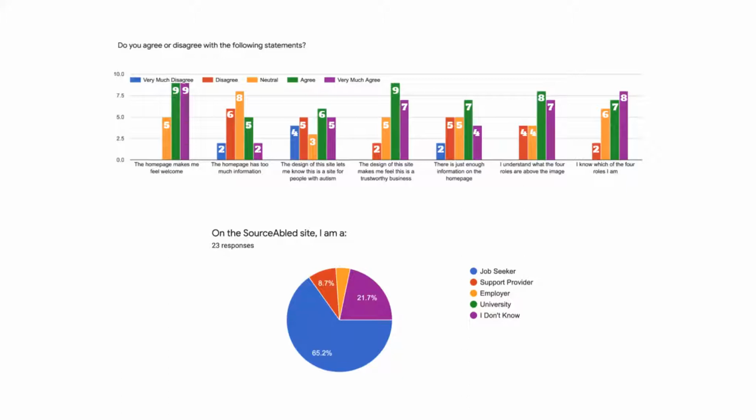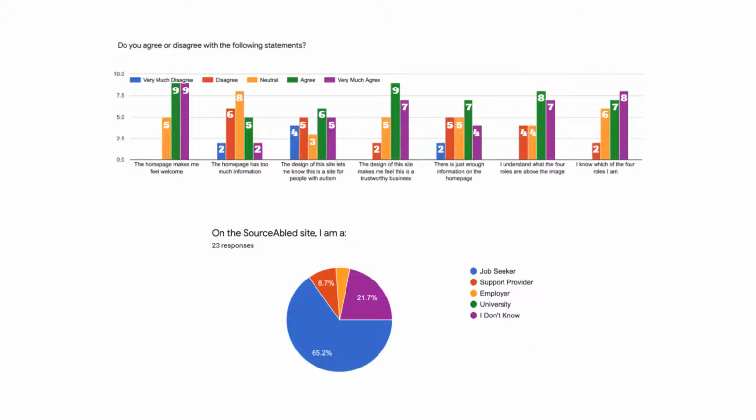The design of the site lets me know the site is for people with autism. That was a little bit more spread out. How does somebody identify that? That's also a tough thing to portray, right? So we're not exactly sure. But the design of the site makes me feel that this is a trustworthy business, somebody that I feel confident giving my information to in the registration process. Very much agree there.